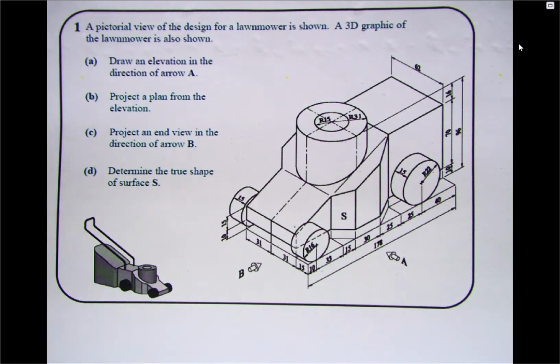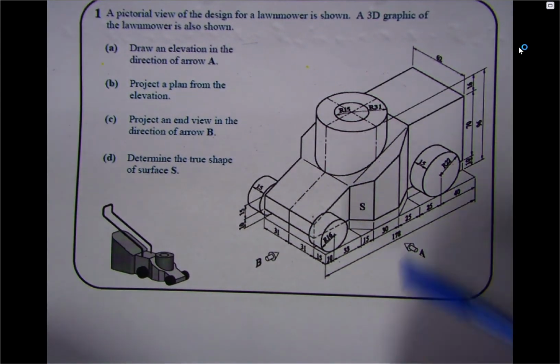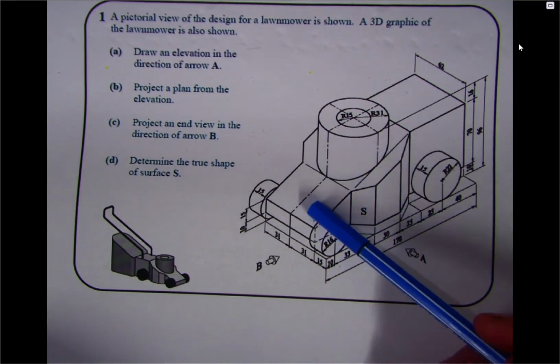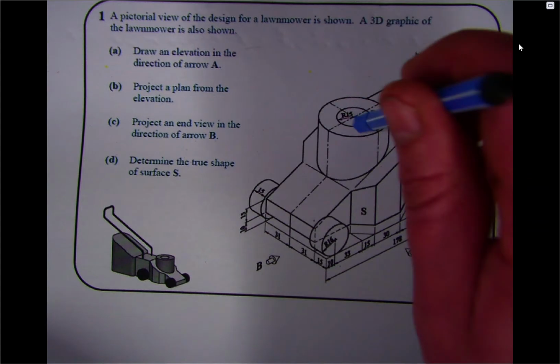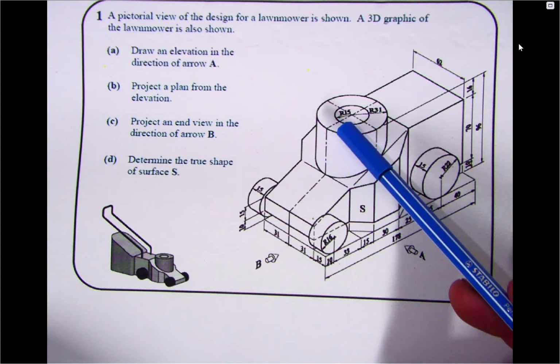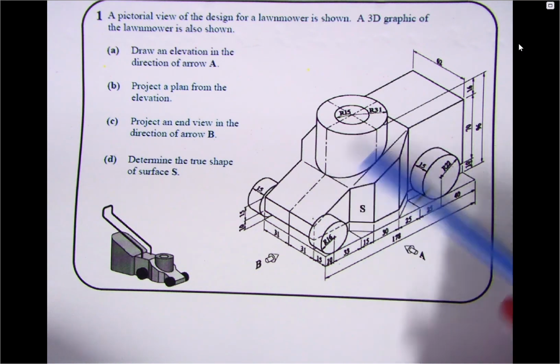Okay, so this is a 2012 higher level question. It's a lawnmower. This is one of the first ones that we'll do when we have this basically curved shape on a sloped surface. When we look down on a plan, we'll see a circle. When we look at it from the front, we'll see basically a rectangle with a slant on the end of it.